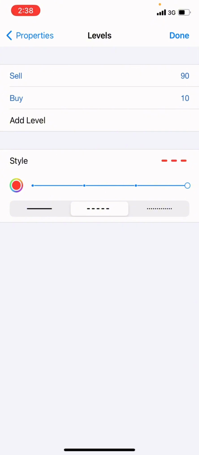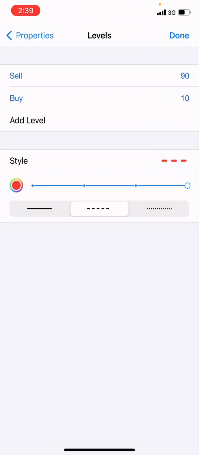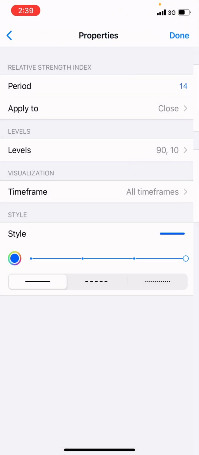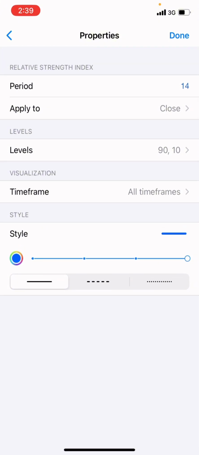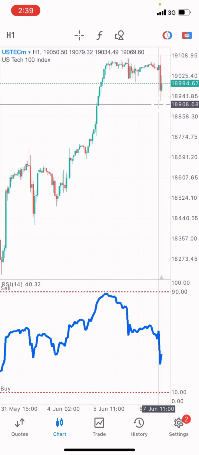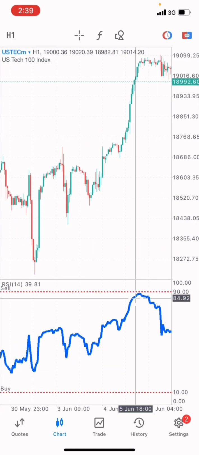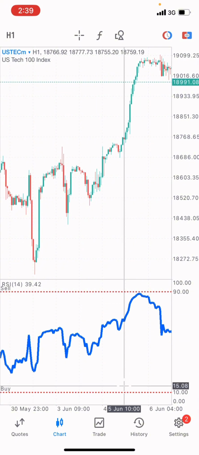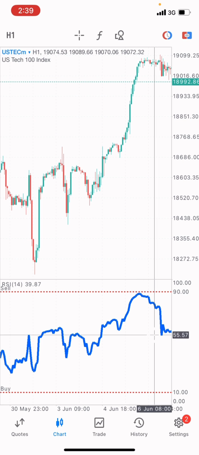The style is going to be on 4 pixels, while you set the color to red right here. Then the line is going to be on this middle one right here. Then you click on done. The style right here, you put it on 4 pixels. The color is going to be blue with this first line here. Then you click on done. All right, now these are the two levels. Here at this point is the level of 90. Here it's the level of 10. So basically this is how we can know the overbought and the oversold level.